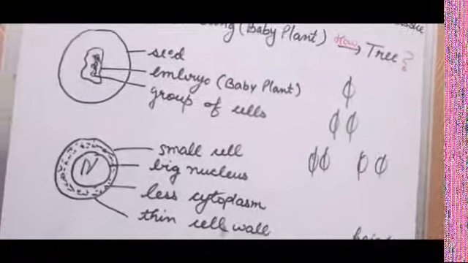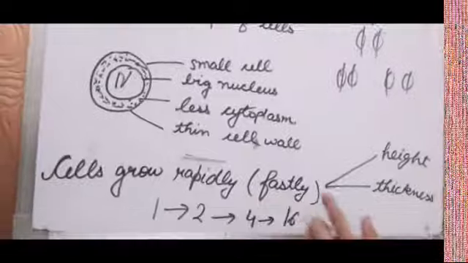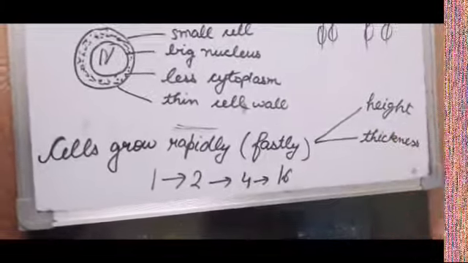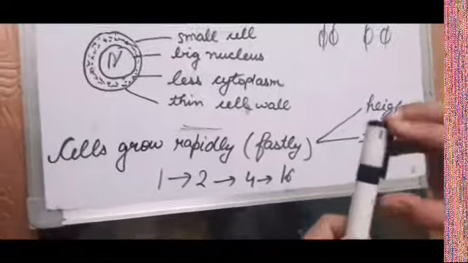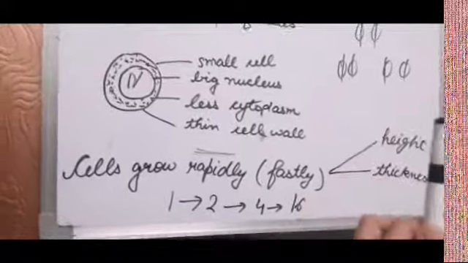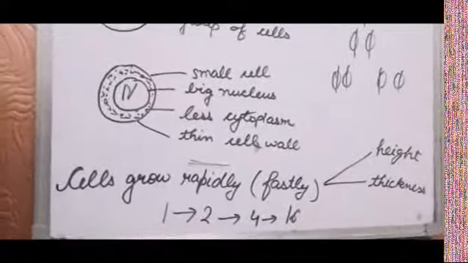So like this, the cells will grow rapidly and the plant will increase in its height and also in its thickness. Imagine this is a plant, so the plant will grow in its height, in its length upward and in the downward direction, and also in its thickness.